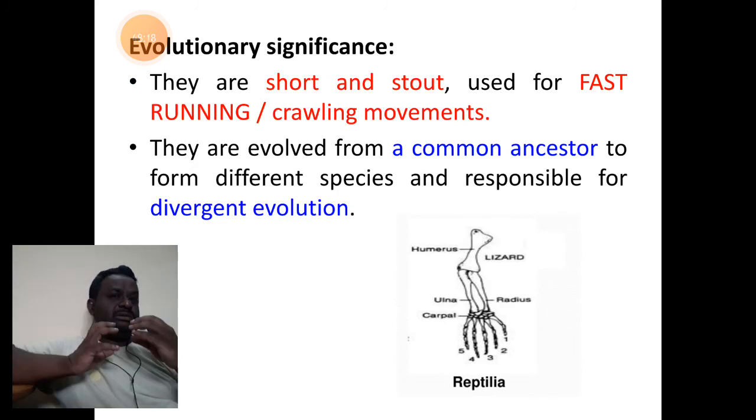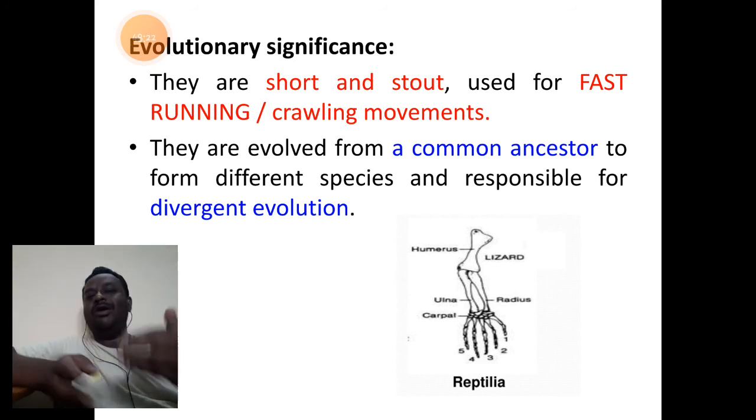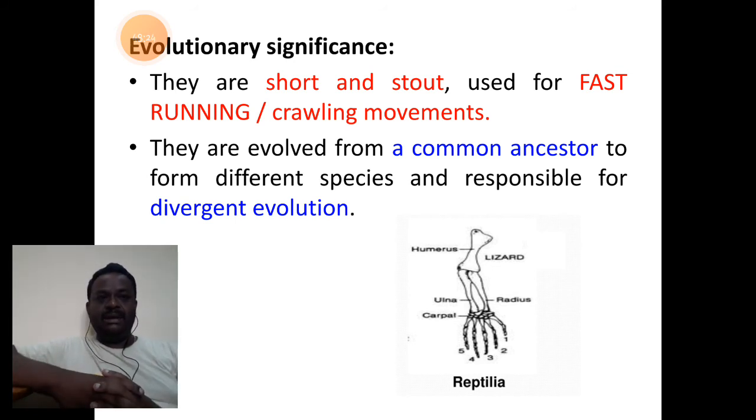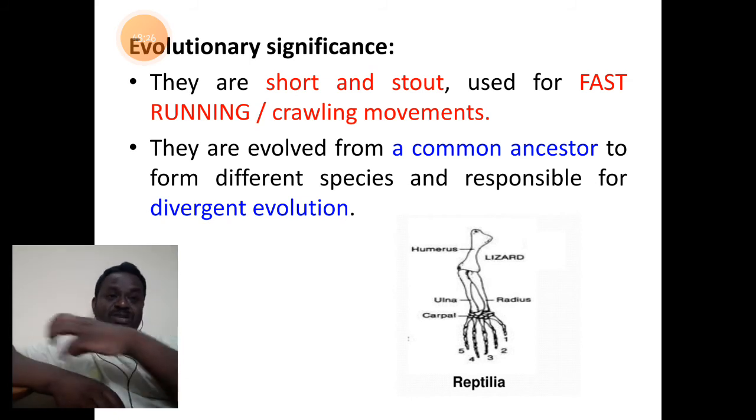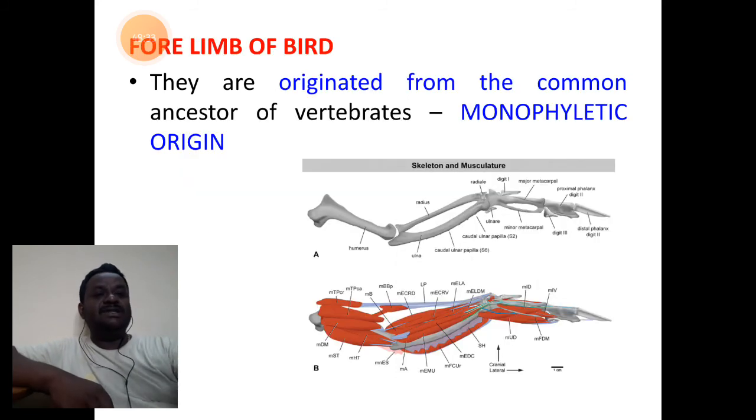They show short, stout forelimbs for fast running or crawling movements. But the arrangement of bones remains same. They originate from a common ancestor, hence show divergent evolution.